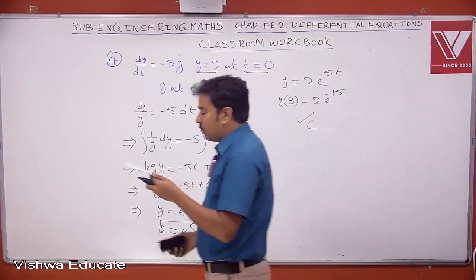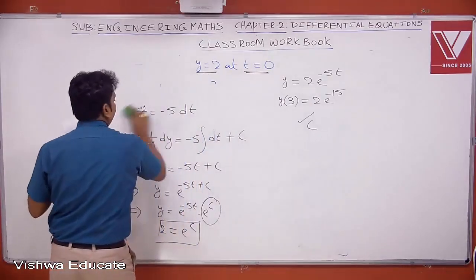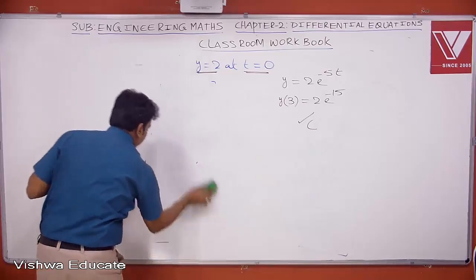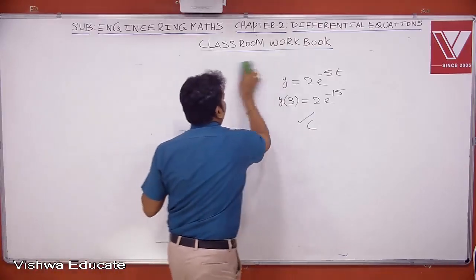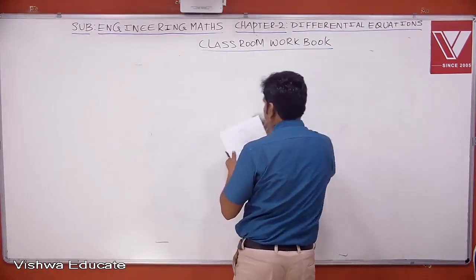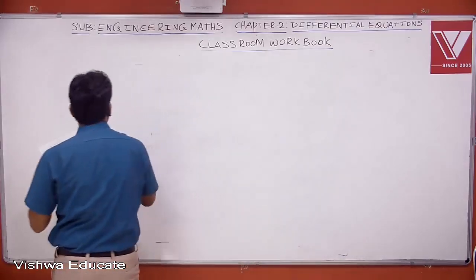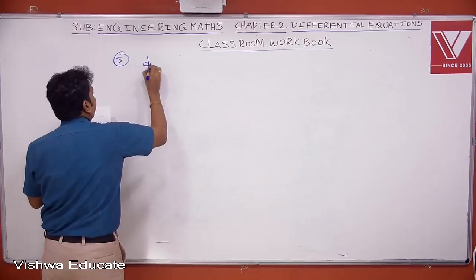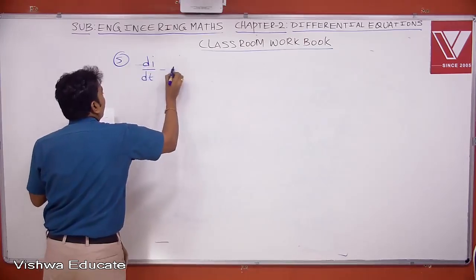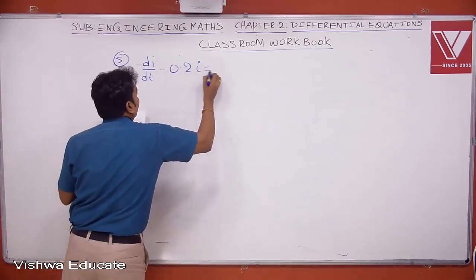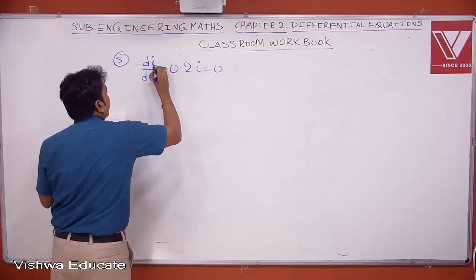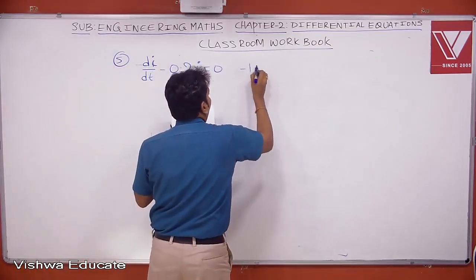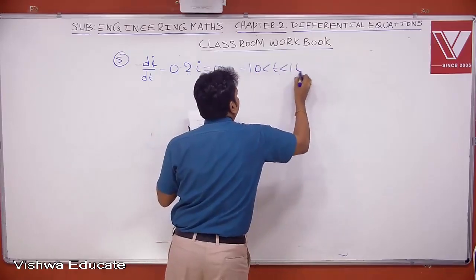Now we discuss question number 5. It is a differential equation: di by dt minus 0.2 I equal to 0, applicable over minus 10 less than t less than 10.